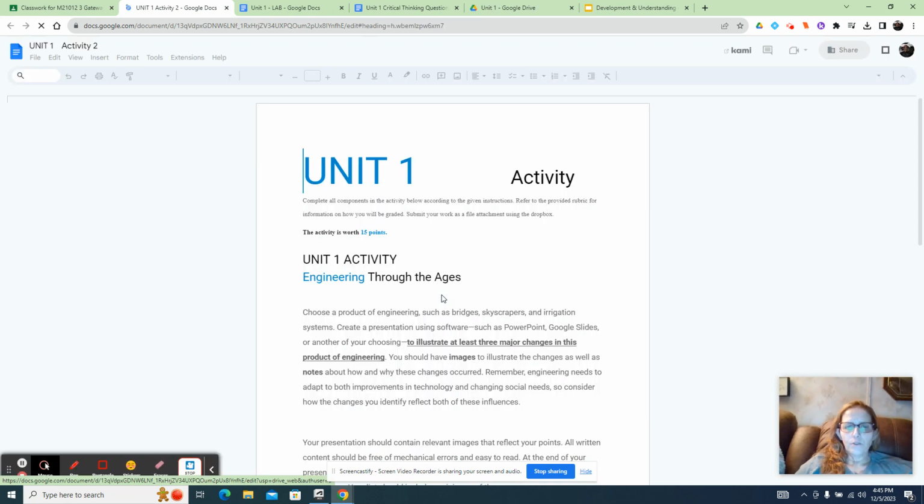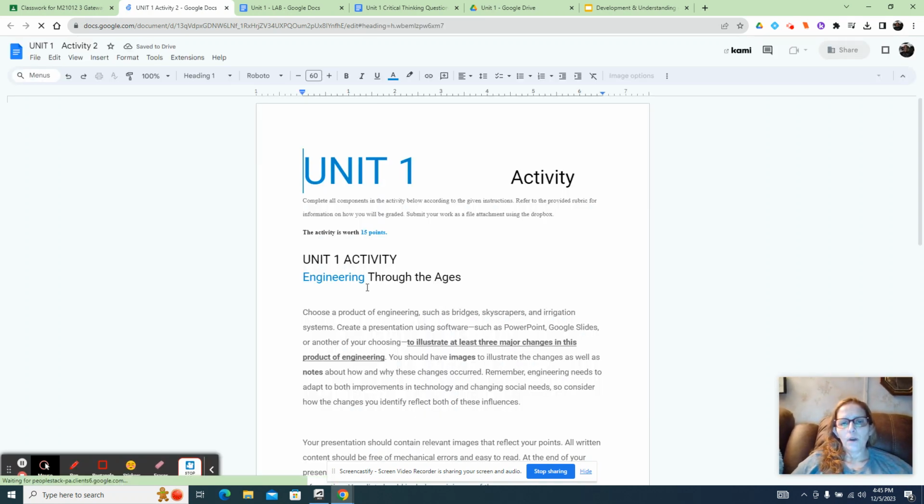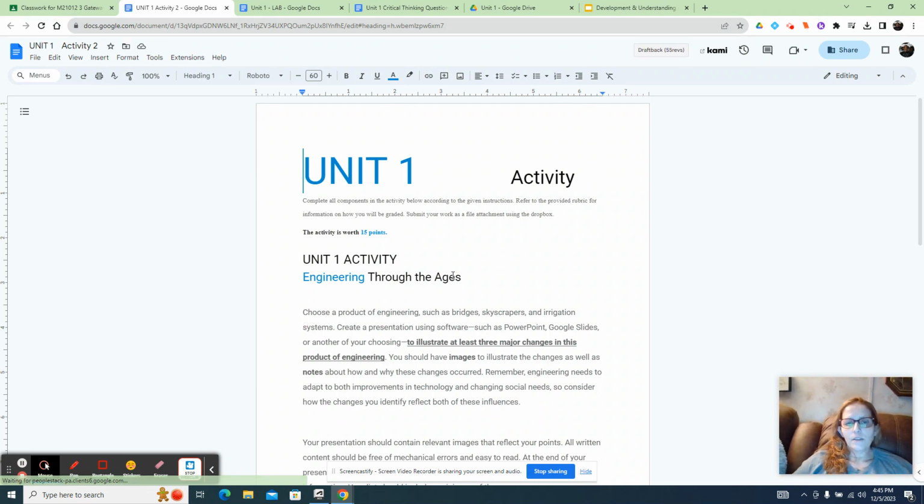On this assignment, all I'm asking for is to think about the products of engineering that we discussed in the slideshow. So the skyscrapers, the irrigation systems, the things that have been created by humans. And I want you to think about anything, like it could be a shoe, a hairbrush, or your cell phone. And I want you to think about creating a slideshow about that. And then tell me 3 major changes that particular product underwent over the years.